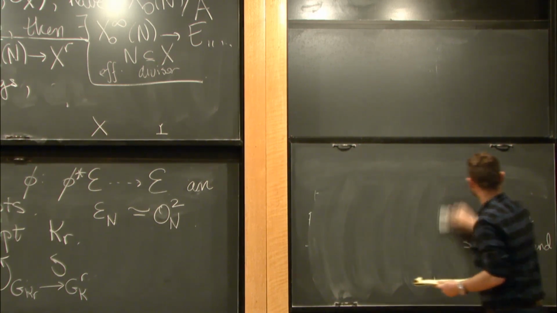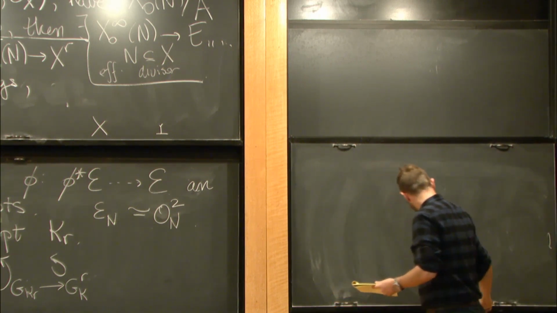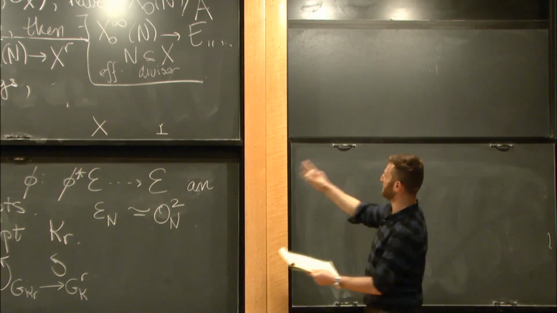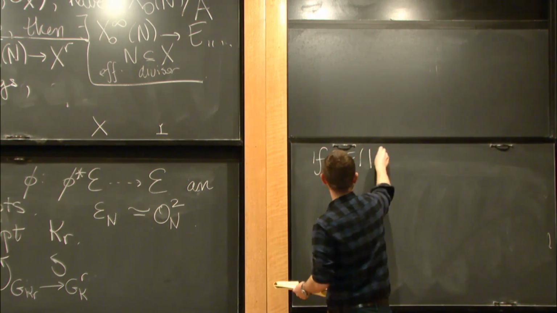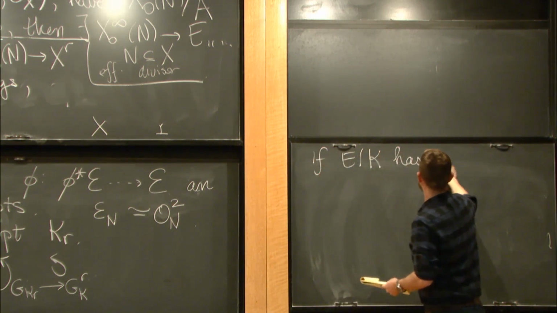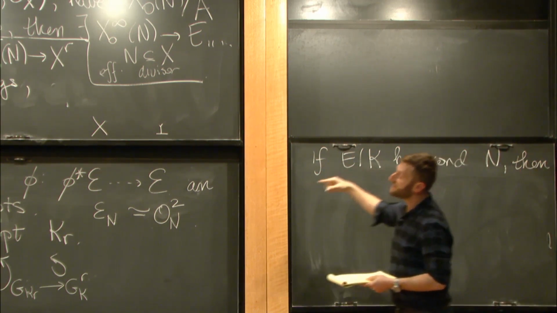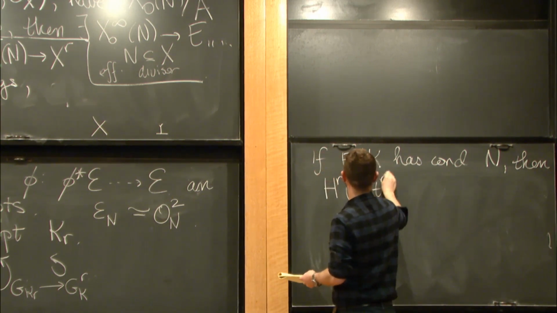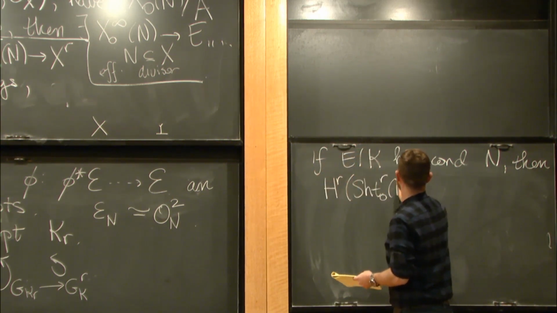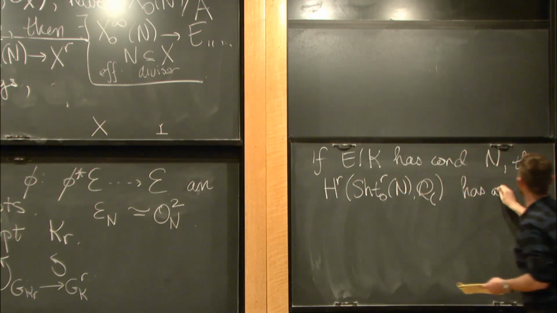So I'm erasing right now what it meant for our elliptic curve to be modular. But let me just say what happens when you have an elliptic curve over k. So if E over k has conductor N, then this cohomology H^R has as a summand.